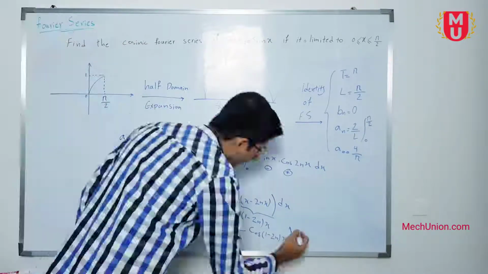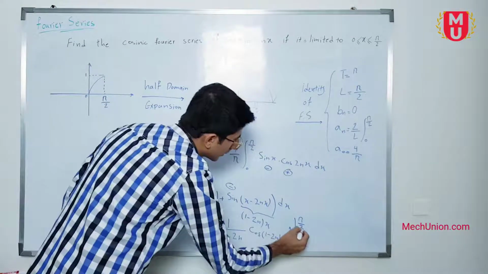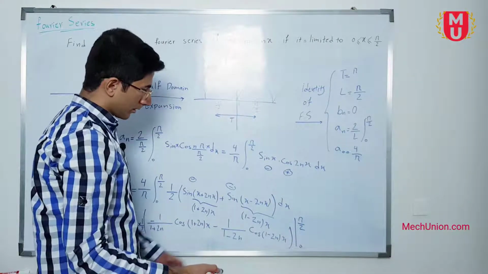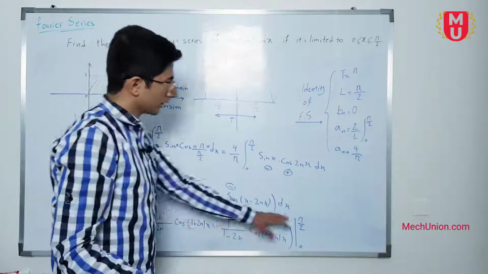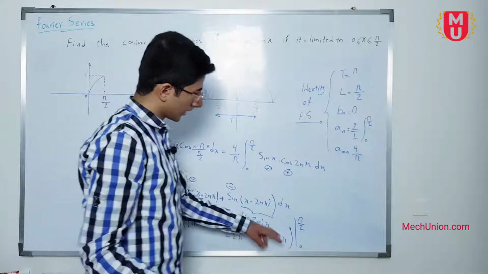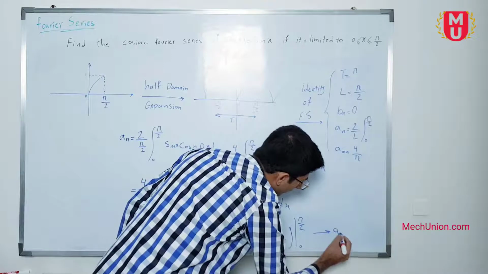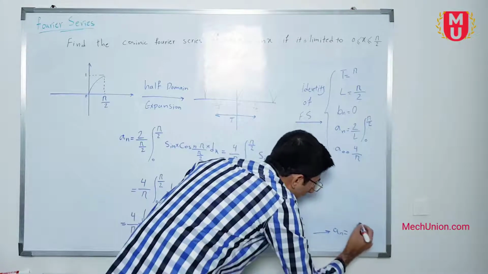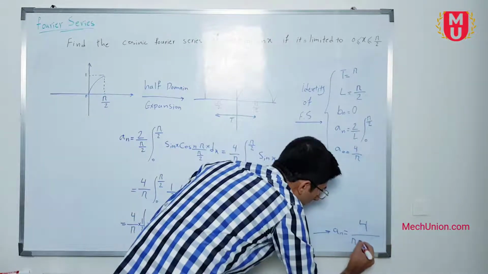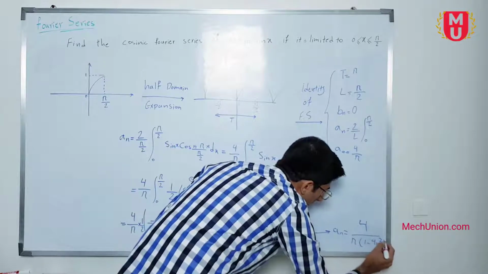Sorry. Okay, it was from 0 to pi over 2. It is very easy to solve this integration, just with substitution. Put firstly pi over 2, second one 0. Then we will have An equals 4 over pi times 1 minus 4n squared.